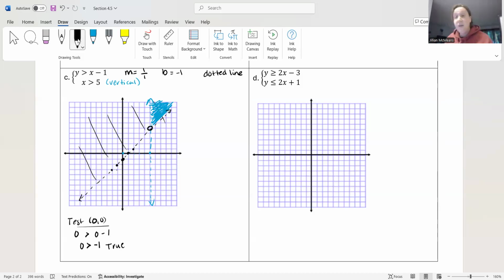Okay? Finally, part D. So part D, the good news is both of the inequalities are solved for y, so we don't have to do that part. But we got a good bit of work ahead of us, so let's get to it.